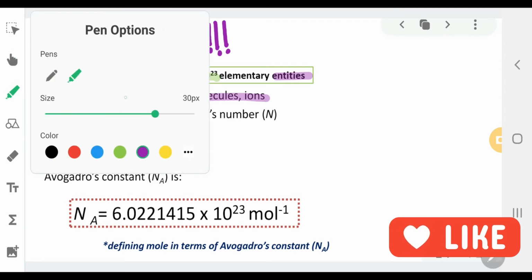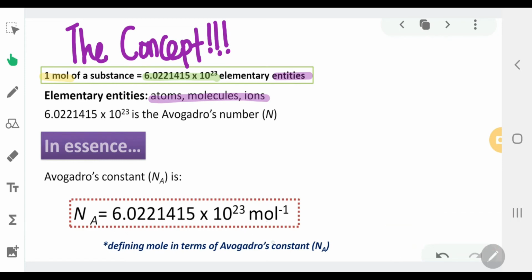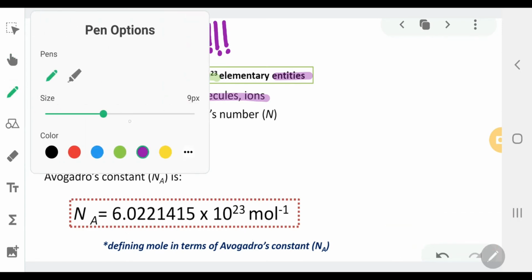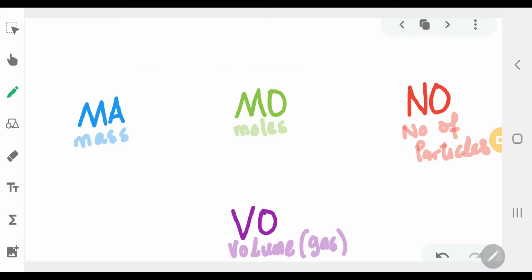In exams, you do not have to memorize this number. It will be provided to you. Or if you do not want to write the whole thing, you can also write 6.022 times 10 to the power of 23. That should be okay.